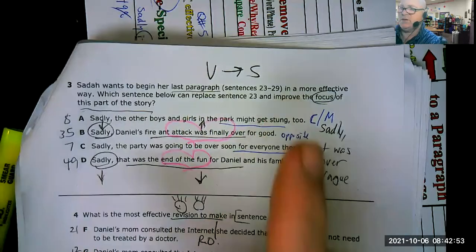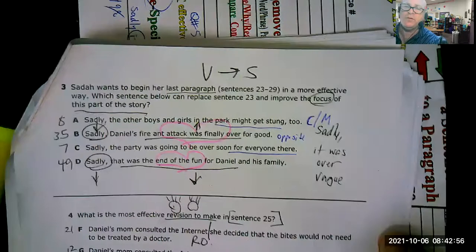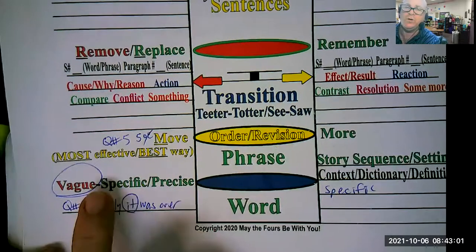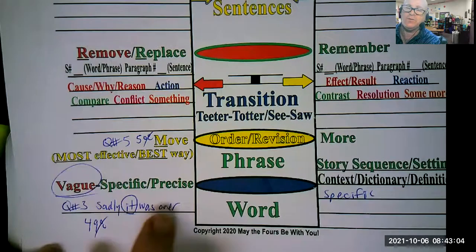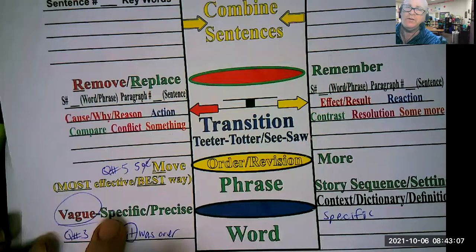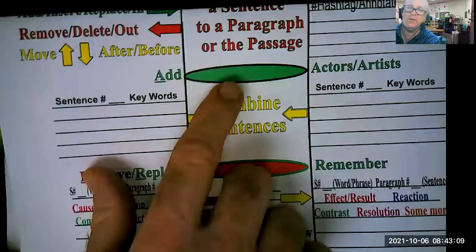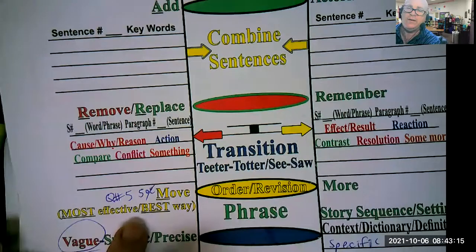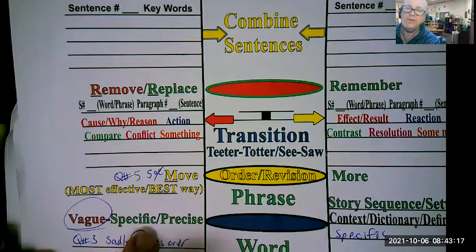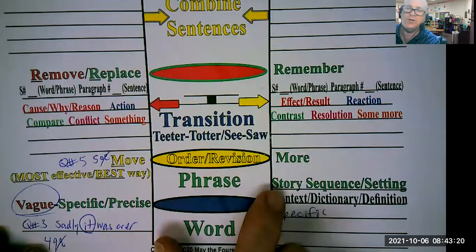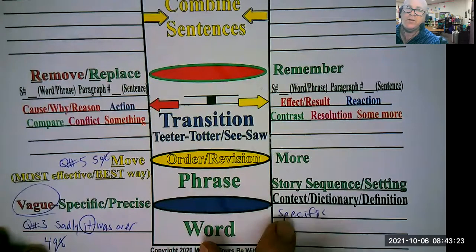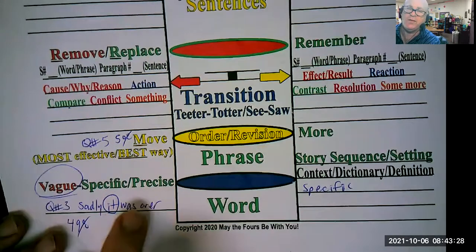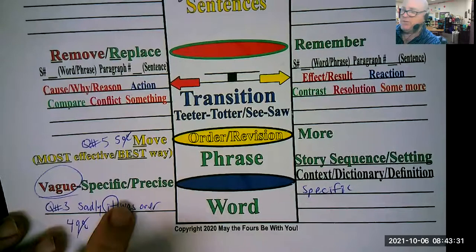So what they were asking you to do was come all the way to the bottom and say, I'm only going to be taking one sentence that's too vague. And so I need something in the context that changes vague to specific. The word it was too vague, so I need to replace it with something that was more specific.